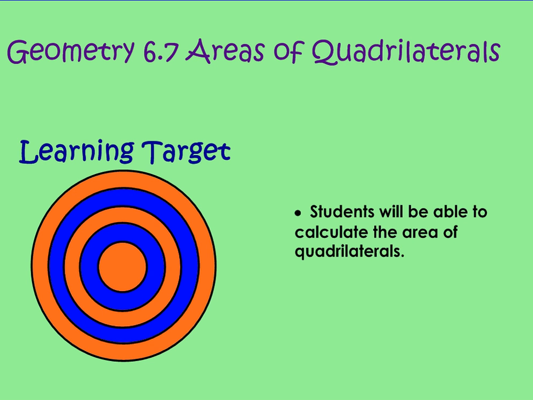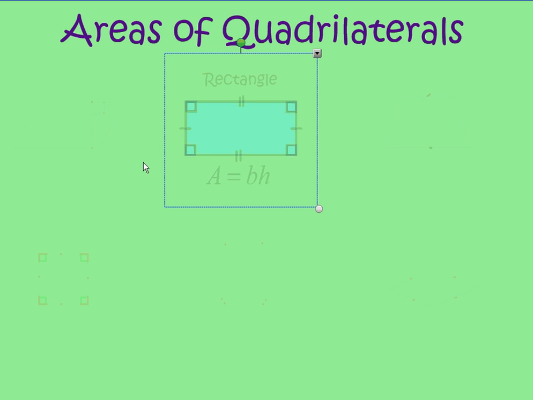6.7, areas of quadrilaterals. By the end of this lesson, students should be able to calculate the area of quadrilaterals. So we already know some of the formulas for the area of quadrilaterals. Some like, let's say rectangle, which is area is equal to the base times the height of the rectangle.